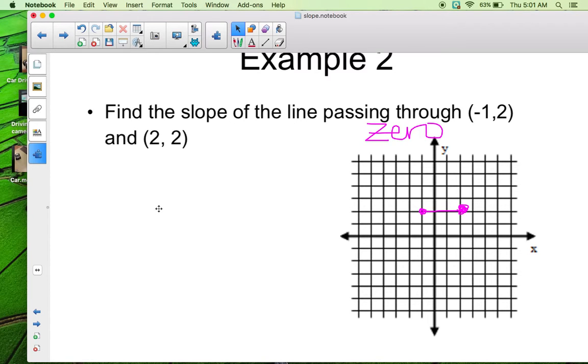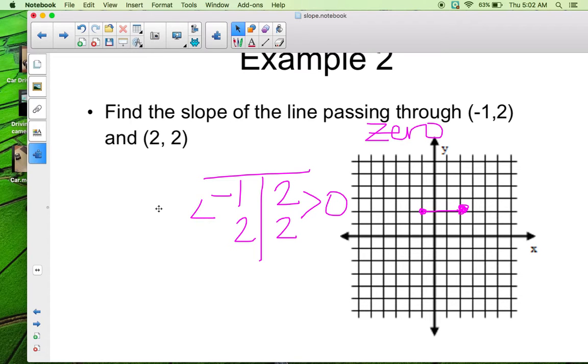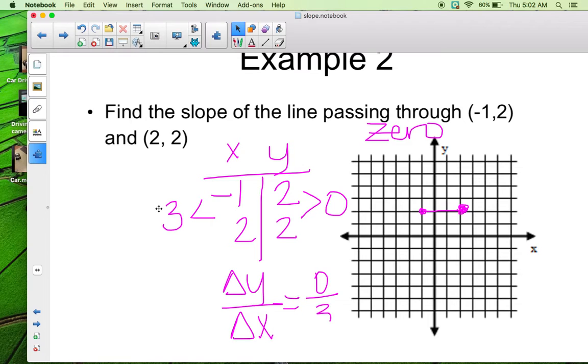Okay? Now, let's go ahead and actually do it by the table so that you all can see that the slope is going to be 0. I have -1, 2, 2, 2. To go from 2 to 2, it's 0. To go from -1 to 2, it's 3. So when I do change of y over change of x, you're going to get 0/3, which equals 0.